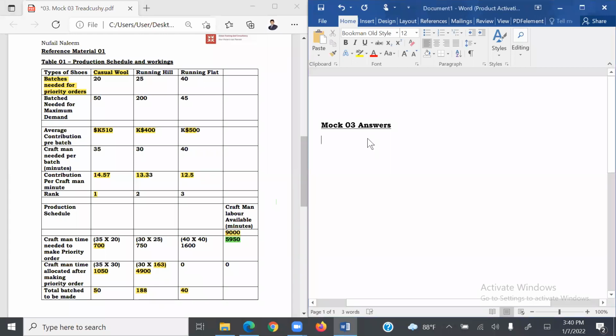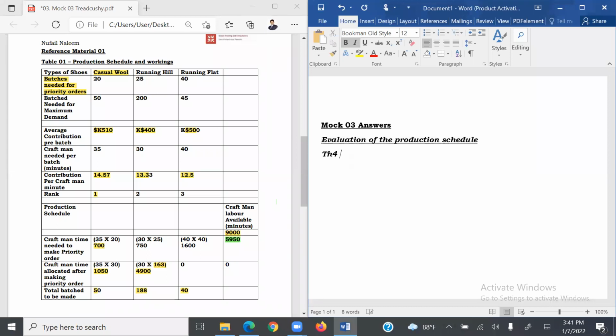Okay, now students, I will write down here. It's not a difficult one. Let's start working. Evaluation of the production schedule. So it's not so difficult, students. I will just guide you on how the examiner has done this.